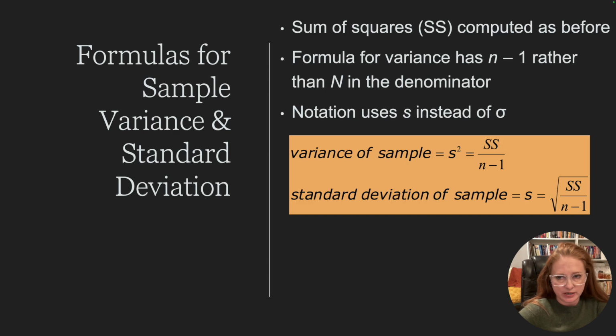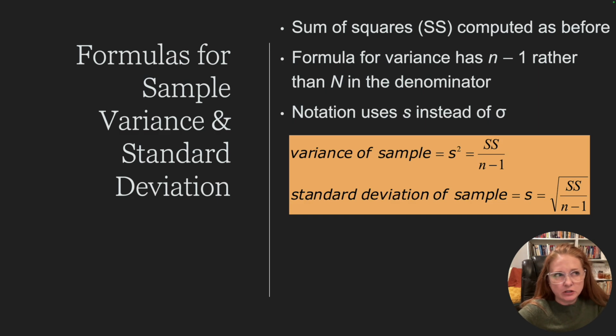So you still have your sum of squares, SS. You compute sum of squares just like you did before, just like you did for a population. The formula for a variance now has n minus 1, and n minus 1 helps mitigate those errors of sampling errors, also called degrees of freedom. Okay, we'll get into that in a second.